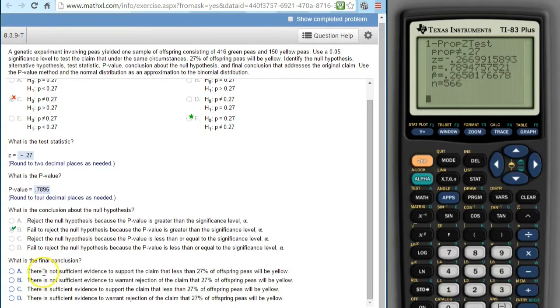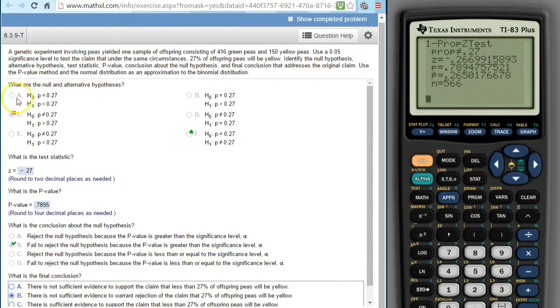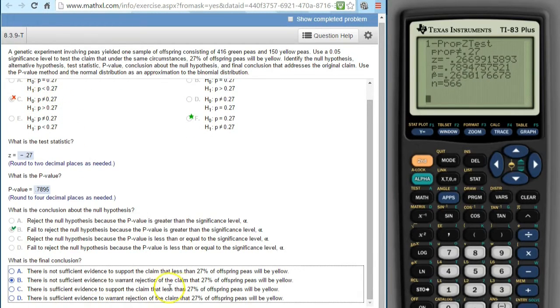What's the final conclusion? There is not sufficient evidence. Anytime that you fail to reject, that means there's not sufficient evidence to warrant rejection of the claim that 27% will be yellow. Okay, see, this one has that direction again, less than. If that were the initial guess, then this would be correct, and it would be less than. But because it's not equal to, we can't have that direction in there, the less than or the greater than.